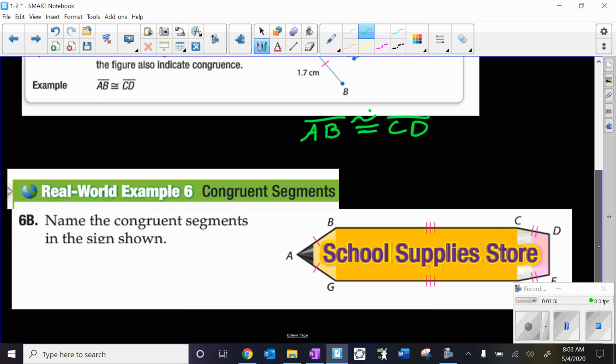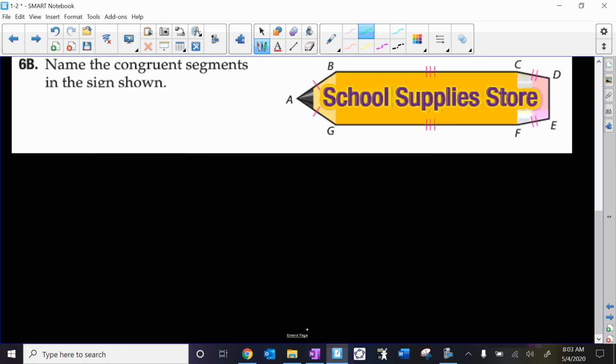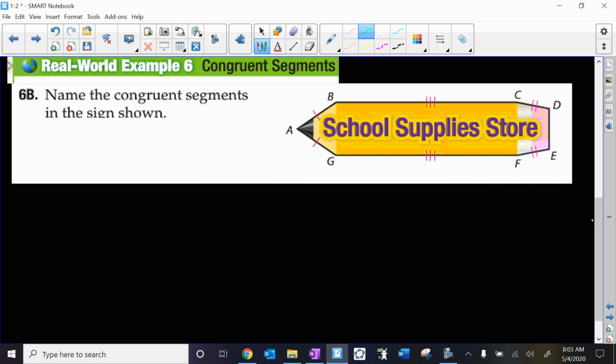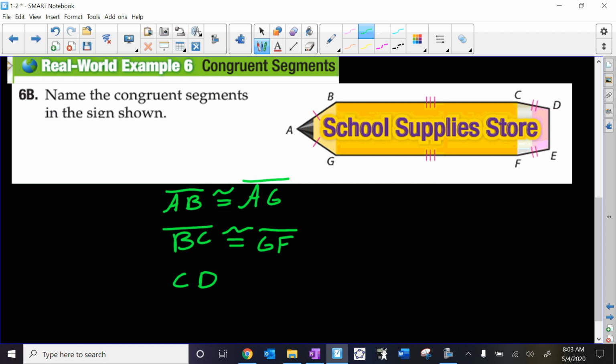Just a real quick example for you to see out of this. Name the congruent segments in the sign shown. I'm going to show you a couple of them. But we should know that AB is congruent to AG, because those both have 1 tick mark. BC is congruent to GF. And then there's one more on there. CD is congruent to FE.